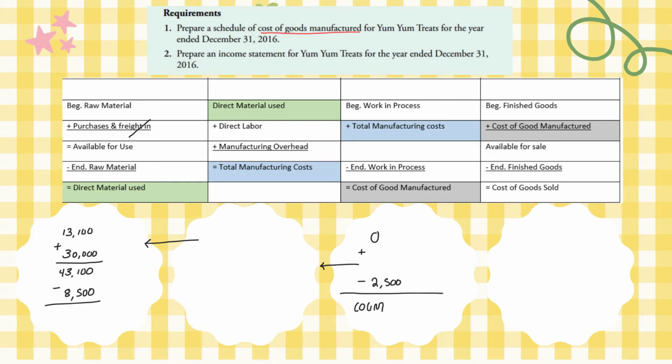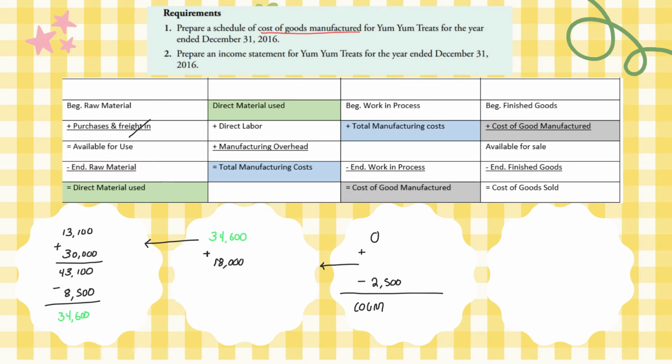I'm gonna get direct materials used. So use your calculator. It's 43,100 less 8,500. It's gonna be 34,600. So I'm gonna write it here. It's 34,600. This is your direct materials used. I'm gonna add to it direct labor, and it's given in the question in the other information. Direct labor amount is 18,000, the last item.